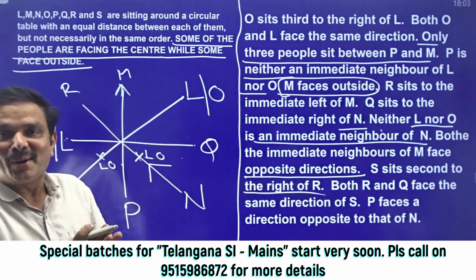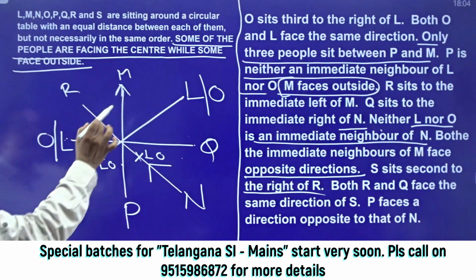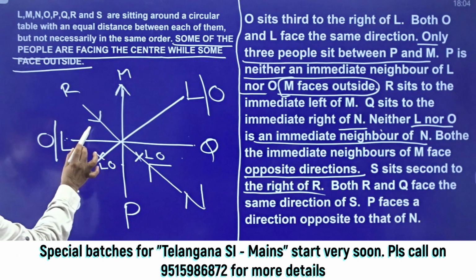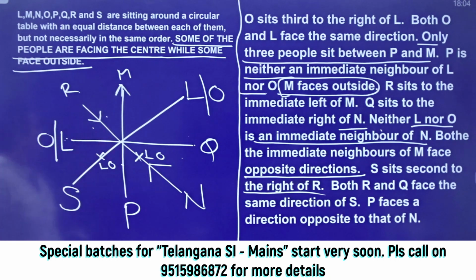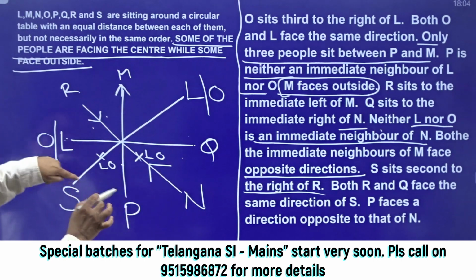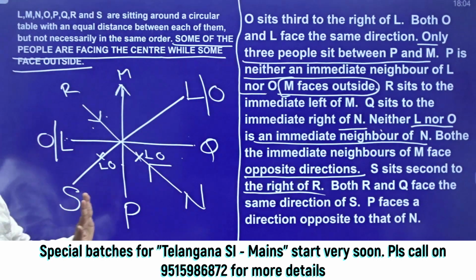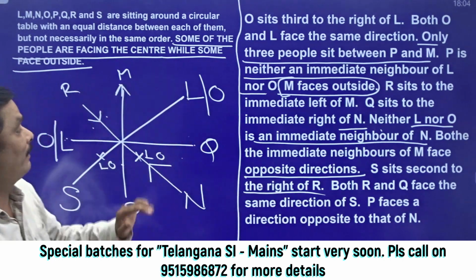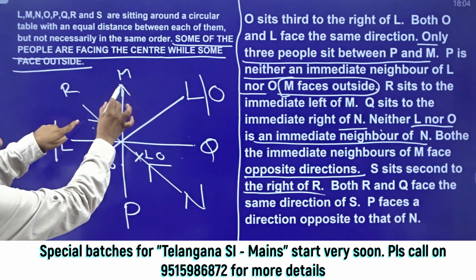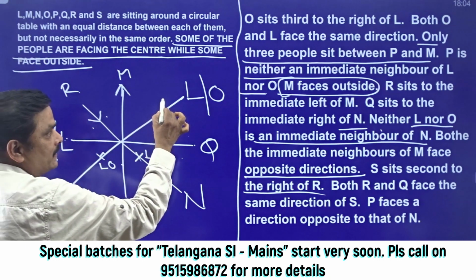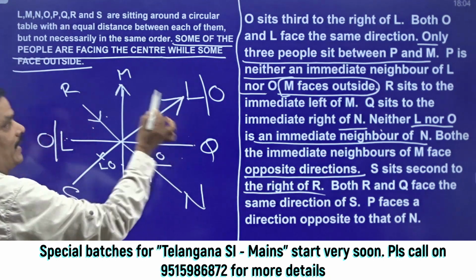Then which direction must R face? Obviously, R should face inside. Only then this is the right side, this is the left side. The condition they have given is that S sits second to the right of R. Now you see, first right, second right. Finish. There is some link with this one. What is that link here? When one of the neighbors of M faces inside, the other neighbor must face outside.